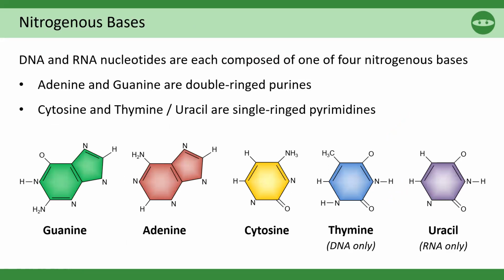These are the nitrogenous bases that are present in DNA and RNA. Adenine and guanine are double-ringed purines. Cytosine, thymine, and uracil are single-ringed pyrimidines.